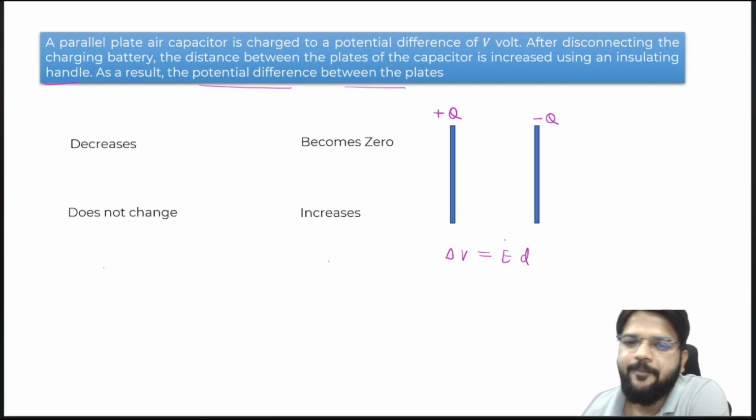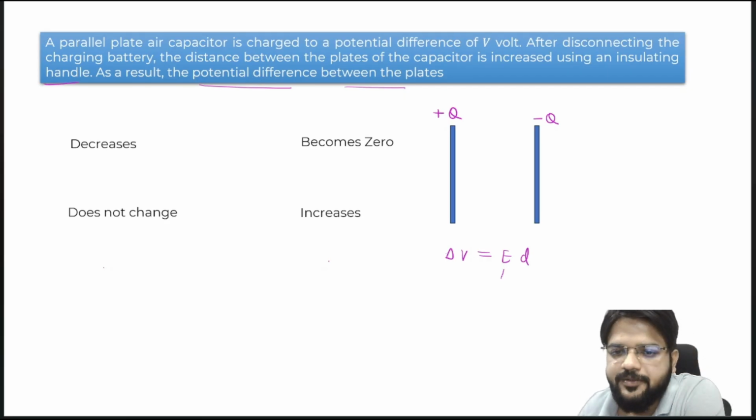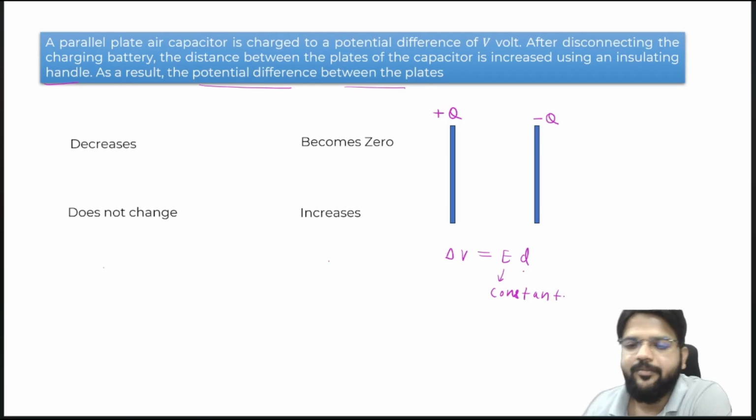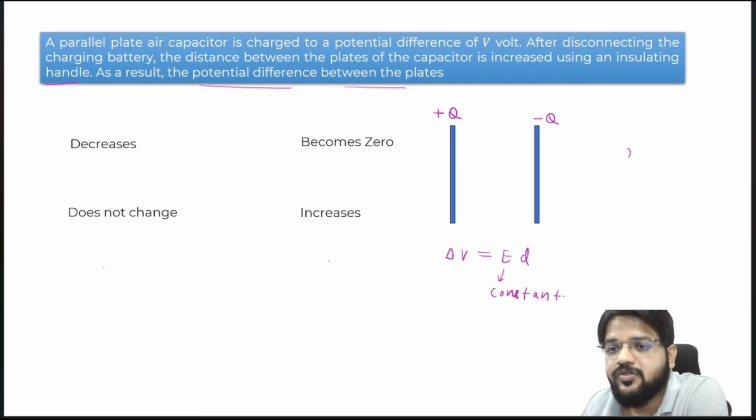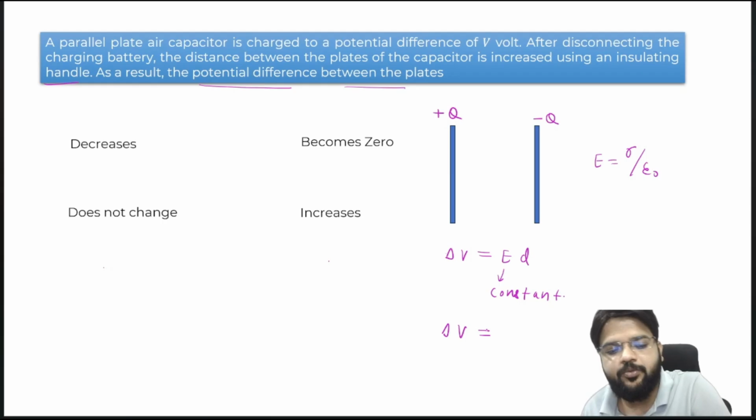What about E here? E is constant. Between the parallel plates, the electric field is constant, everyone, because the formula is sigma by epsilon naught. The electric field between these two plates is sigma by epsilon naught. So sigma is constant and epsilon naught is also constant. Both are constant, so the electric field is constant. So we can say that the potential difference between the plates is directly proportional to D.